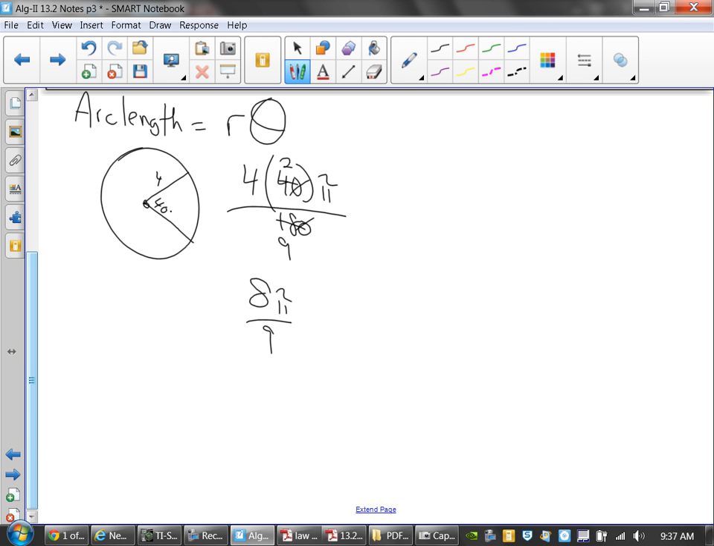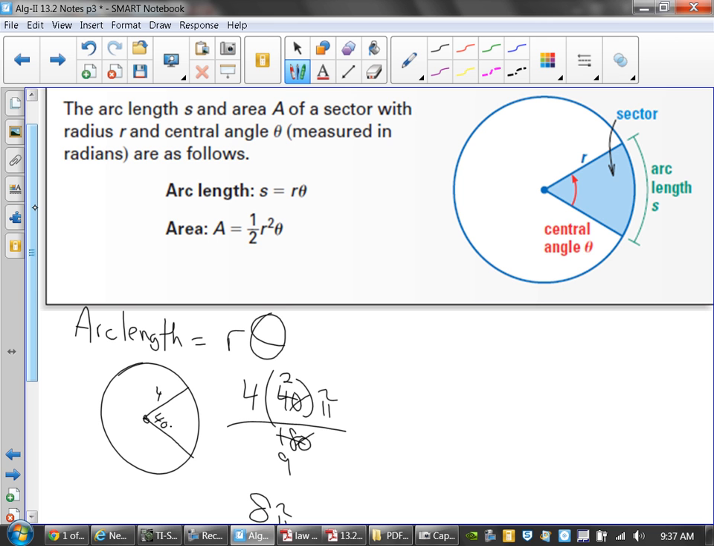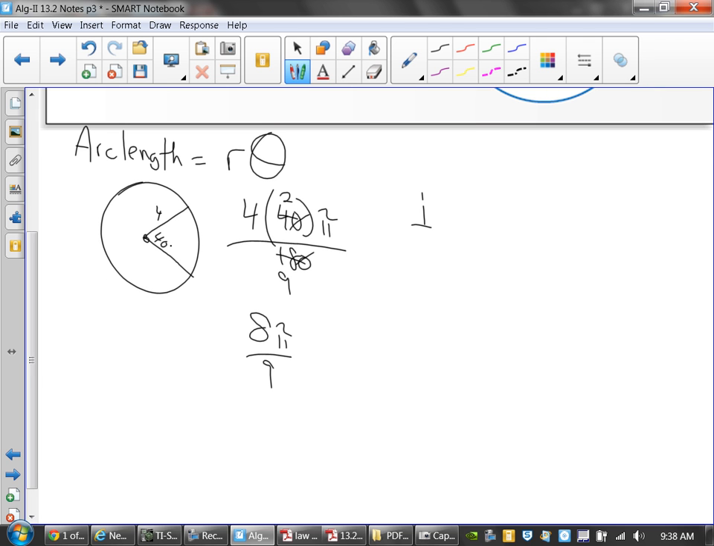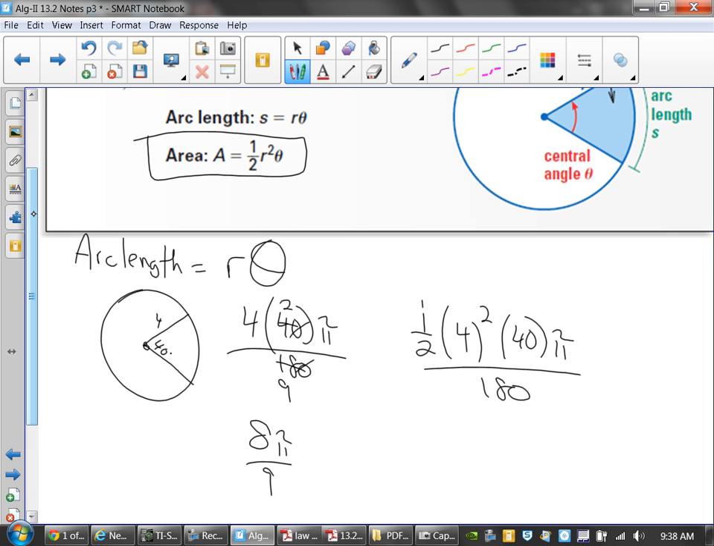Same thing goes for the area of the sector. Again, the only thing that changes here is you just take 1/2 the radius squared times theta. Again, theta will be in radians. It's a very straightforward formula. If I wanted to find the area of the sector with the same degree measure, all I'm doing is taking 1/2 times 4 squared times 40 pi over 180. Again, all I'm doing is substituting in my values.